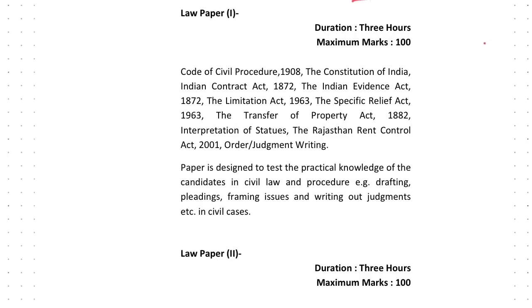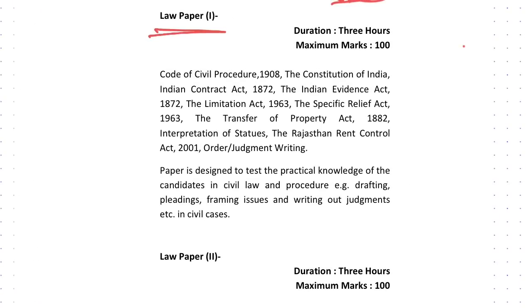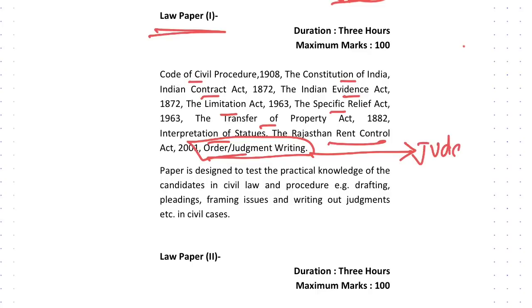In the law paper 1, you can see that there is CPC, Constitution, Contract Act, Evidence, Limitation, Specific Relief, Transfer of Property, interpretation of statutes, and the Rajasthan Rent Control Act. Plus, they have order and judgment writing. So this is also where they will see whether you are trained to think like a judge, whether you can see the case laws, whether you can write judgments, whether you can incorporate all of it in your rulings. So this is also an area where they will test you.